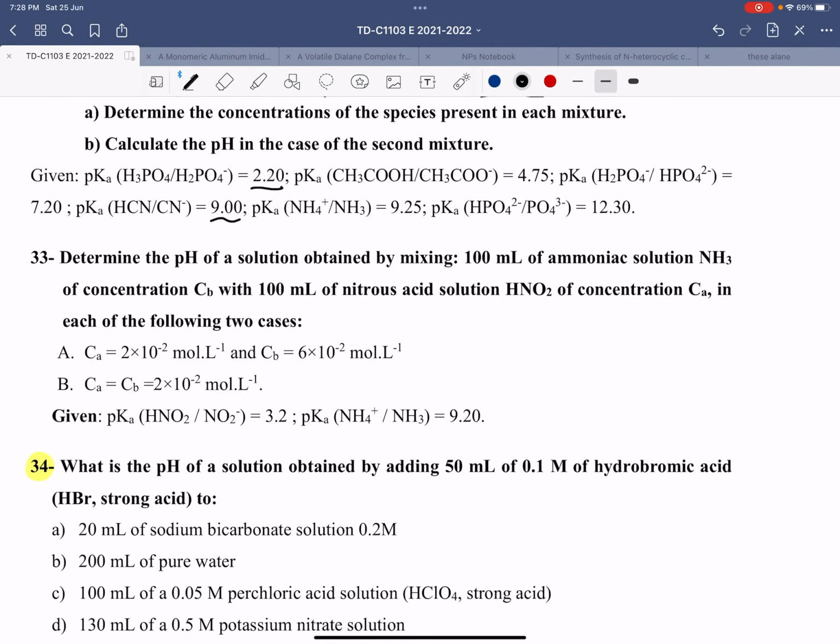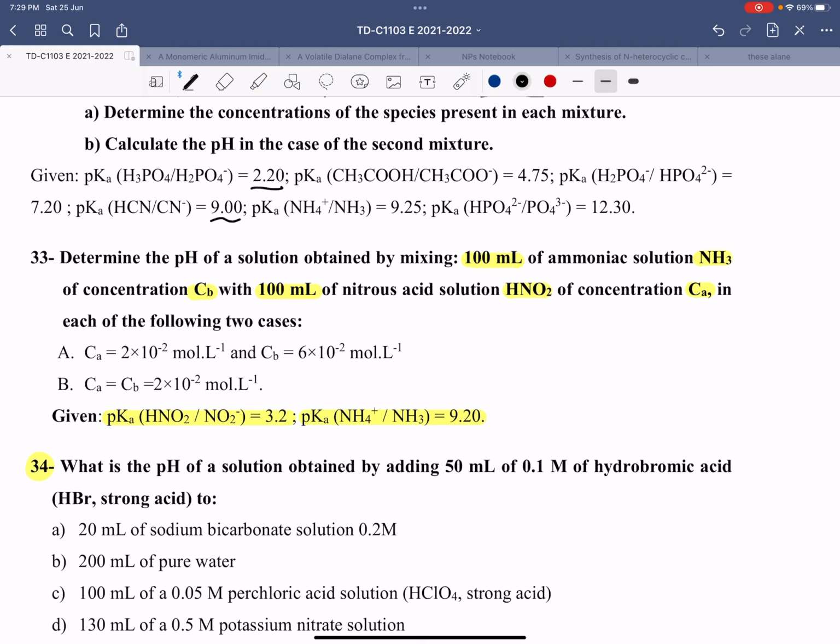Number 33. Determine the pH of a solution obtained by mixing 100 milliliters of ammonia, which is basically NH3, with a concentration Cb that is unknown, with 100 milliliters of nitrous acid, HNO2, of concentration Ca, in each of the following cases. Now, pay attention. HNO2 is weak, NH4 plus and NH3 is also weak. Both of them are weak.